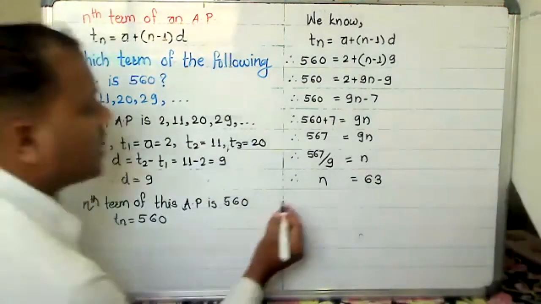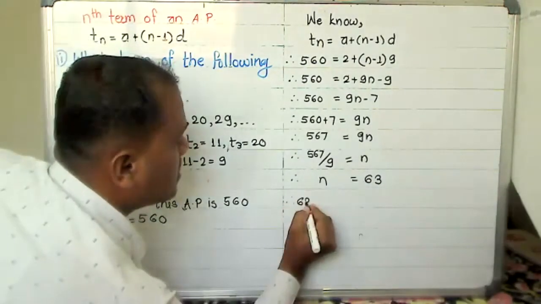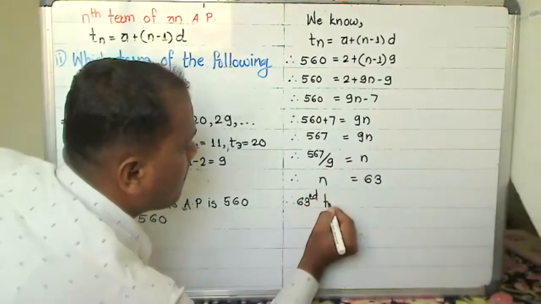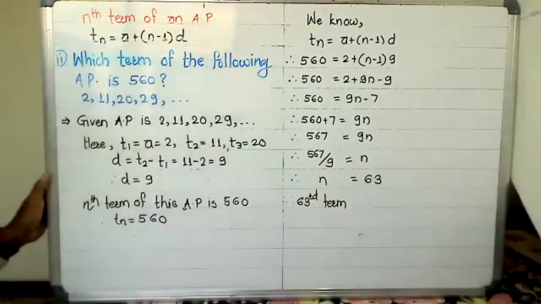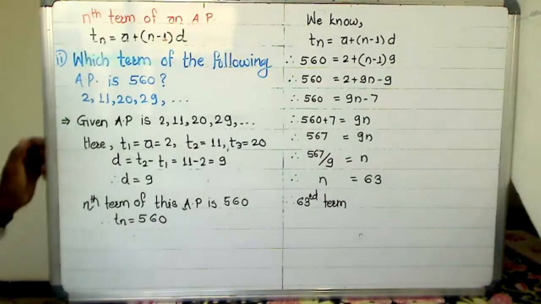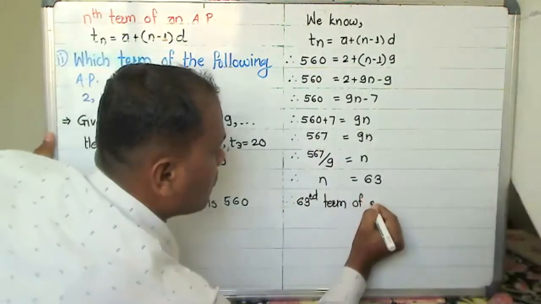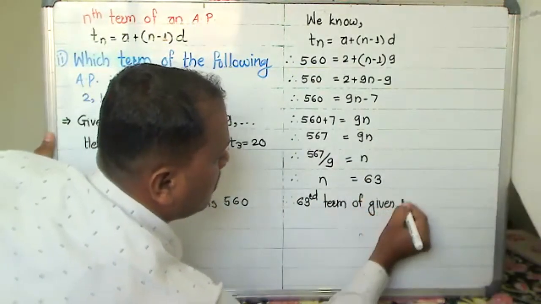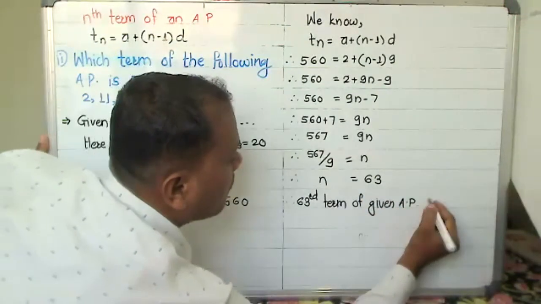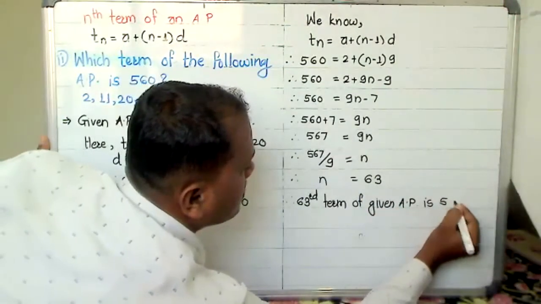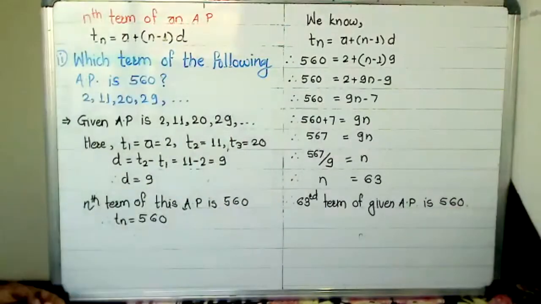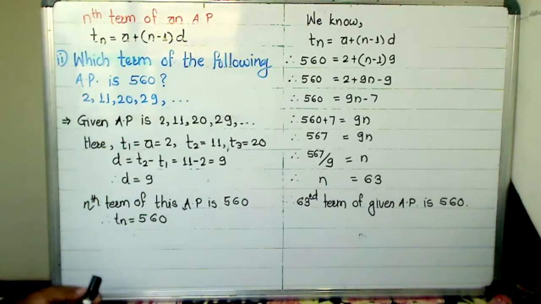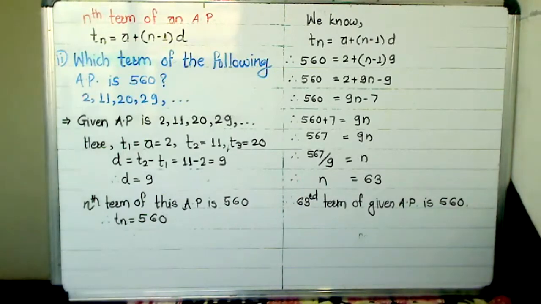So therefore we can write here, the 63rd term of the given AP is 560. I hope you understood the example. Okay, let's see the next example.